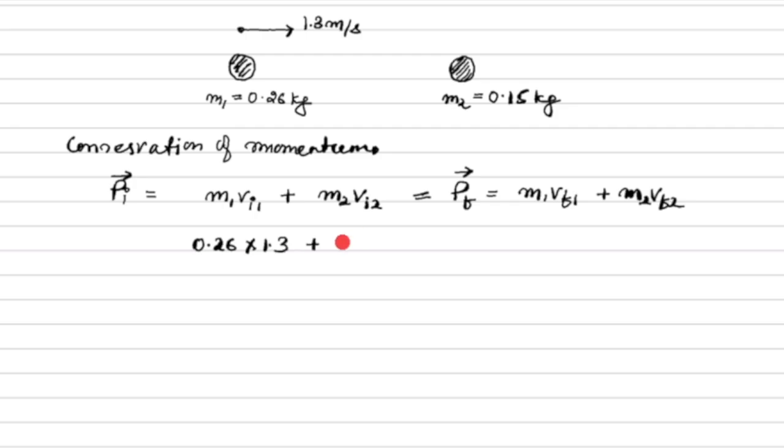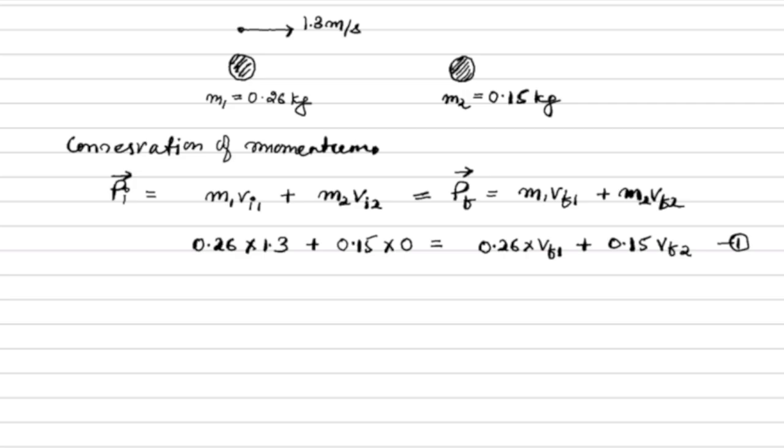Now, what about M2? M2 is 0.15, multiplied by its initial velocity, and that is 0. It was at rest before the collision. So initial momentum is what happens before the collision, and final momentum is what happens after the collision. Okay, so we have reached here. Now, for the final momenta, we don't know the final velocity of the first mass, and we also don't know the final velocity of the second mass.